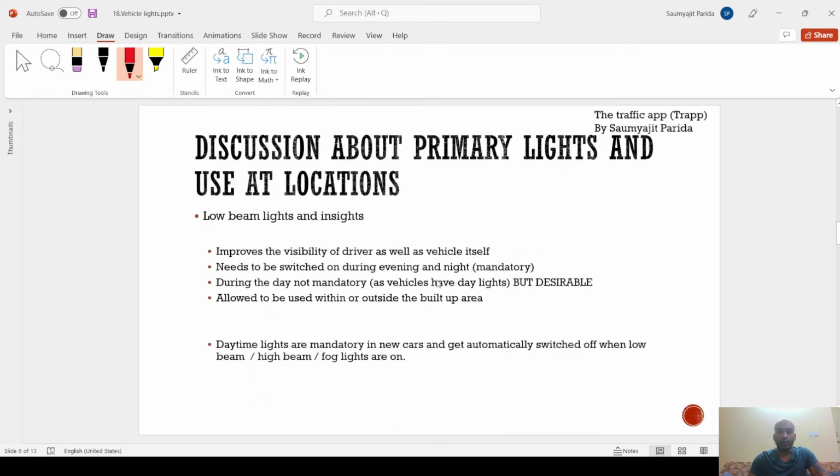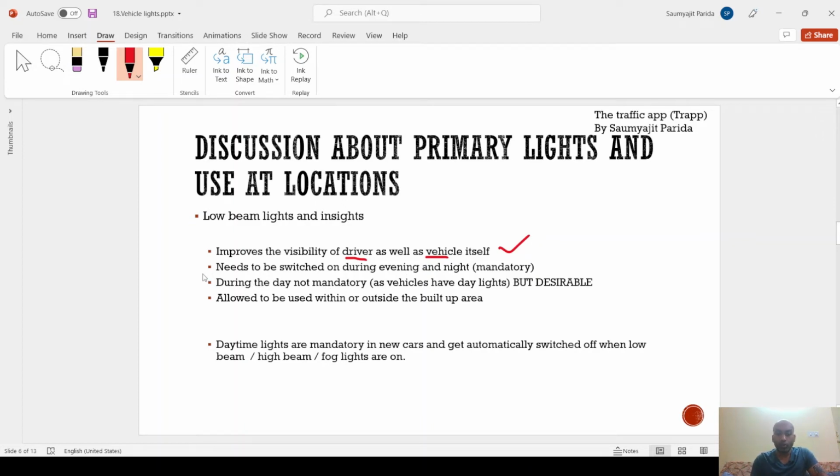Okay, moving forward, discussion about primary lights. Low beam lights and insights. Low beam lights improve the visibility of the driver as well as the vehicle. A question could be asked: choose the most appropriate answer. What does a low beam light do? It improves the visibility of the driver. The second option, improves the visibility of driver and vehicle. None of the others. So this is the most correct answer. The first is also correct, but this is the most appropriate answer.